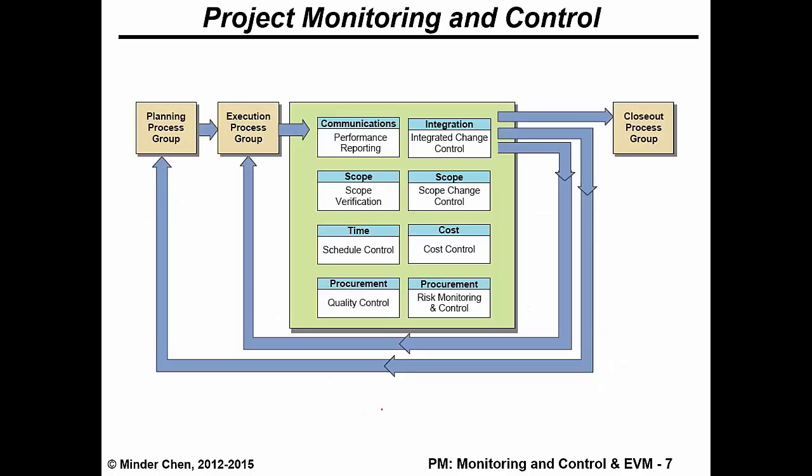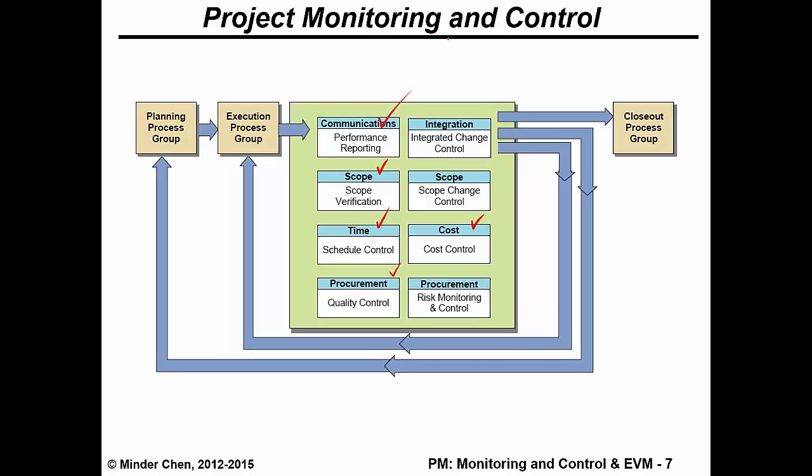In a broader sense, control monitoring involves monitoring the scope of the project, the schedule of the project, the cost or budget of the project, and also controlling the procurement process or even the communication process, as well as the stakeholders that we need to keep track of.